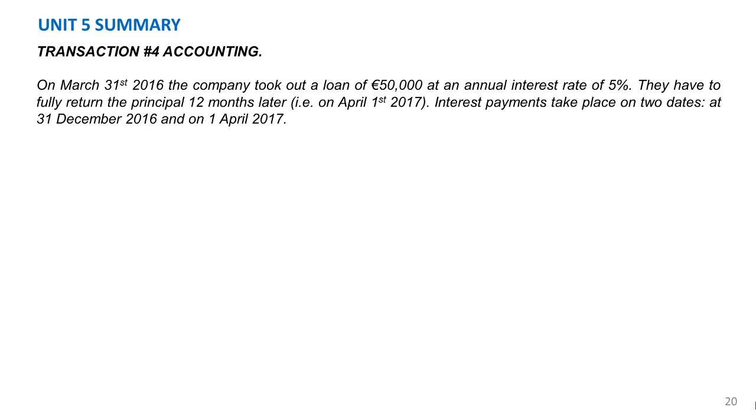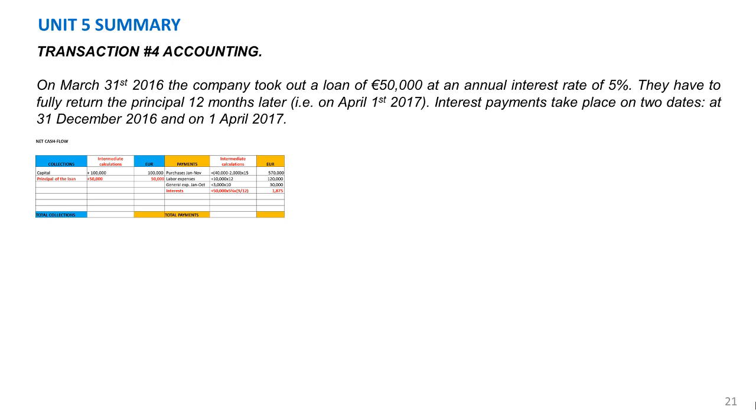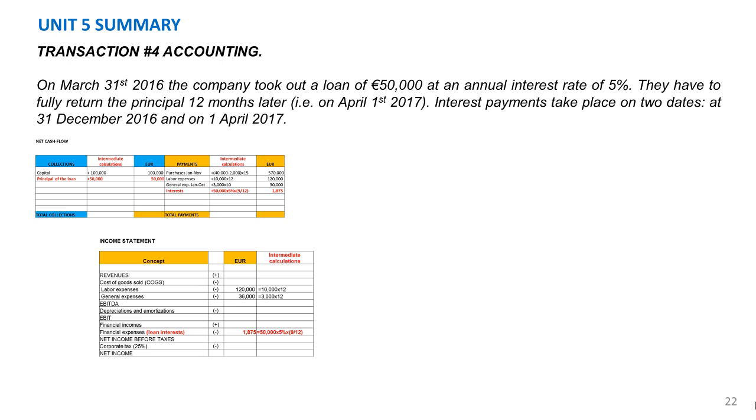Let's summarize this unit. Throughout this unit, we've accounted for the transaction related to the loan that Copen took out on March 31st, 2016. Regarding cash flow, that's to say, collections and payments, in 2016, Copen collected the principal of the loan and paid the interest generated in 2016. The financial expenses due to this loan interest are now recorded on the income statement.